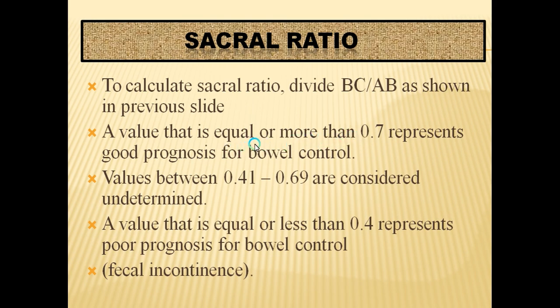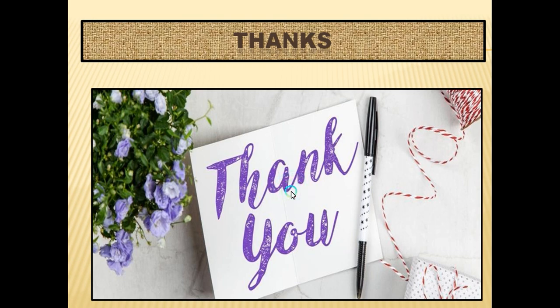If it is 0.7 or more, good bowel control. 0.41 to 0.69, it is not clear, undetermined. If it is less than 0.4, it is poor. Okay, so this is the prognosis for such children. Okay, so that was all about anorectal malformations.